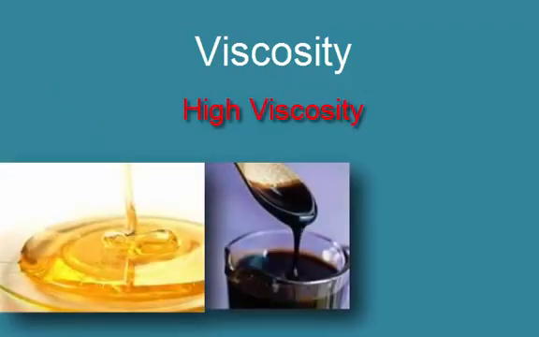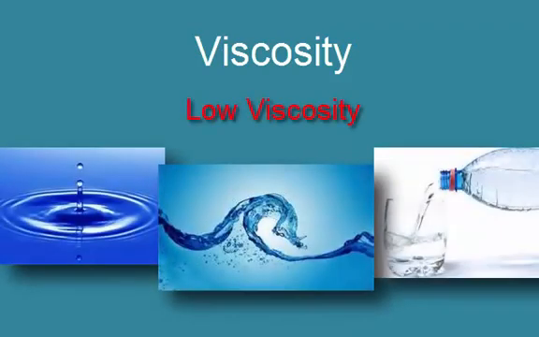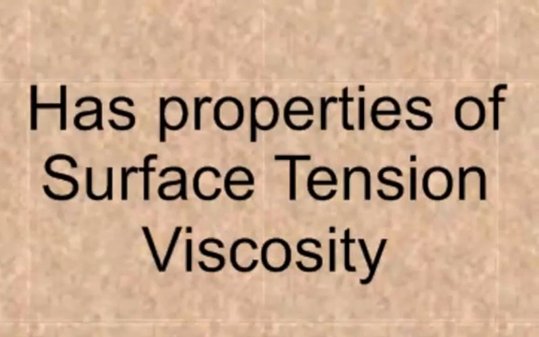Molasses, for like gingerbread cookies. Syrup would have really high viscosity. What would not have high viscosity? Lower viscosity would mean that the molecules aren't quite as attracted to each other. Low viscosity would be like water. Water's kind of your low viscosity, and then as you go up, like oils, then you get into honey, and then high viscosity would be syrup and molasses. So water would have a very low viscosity.